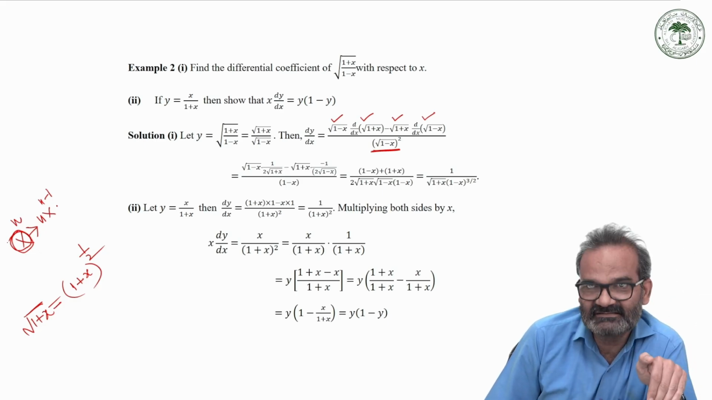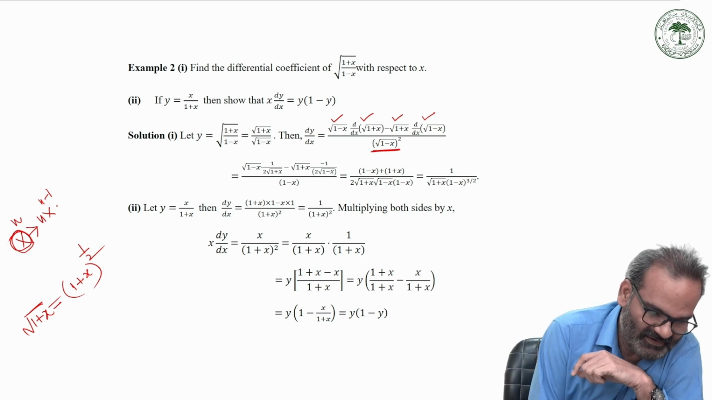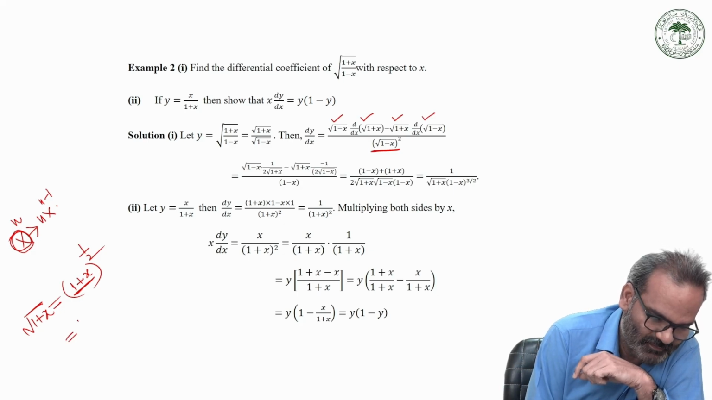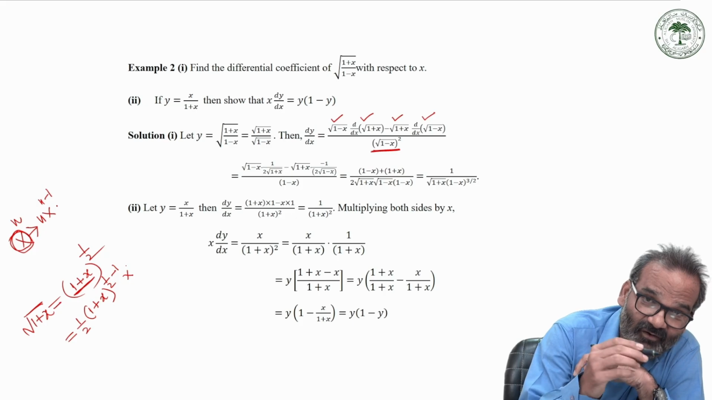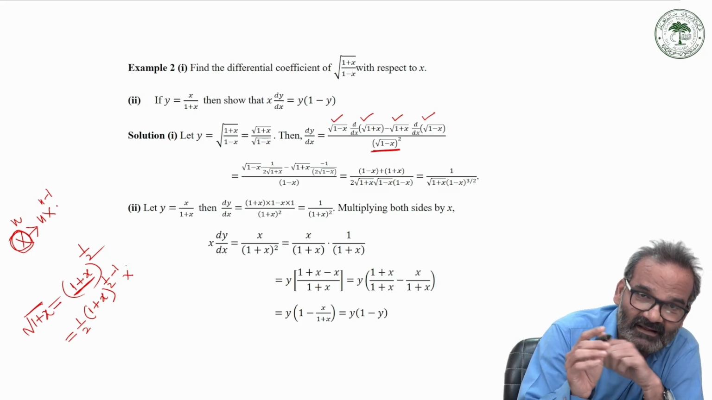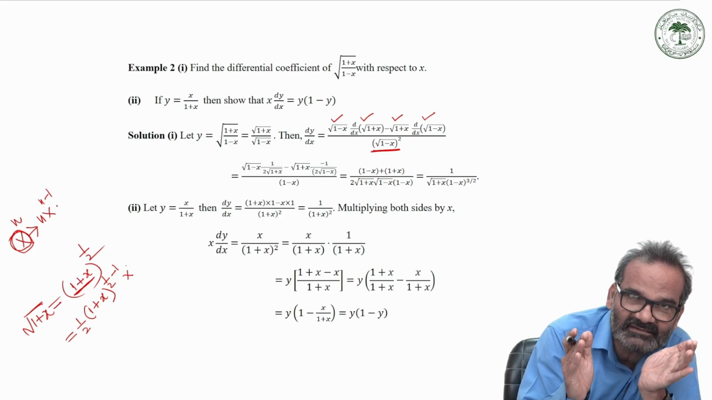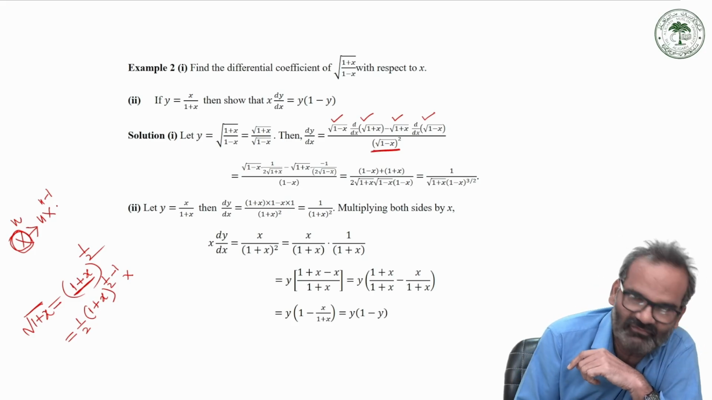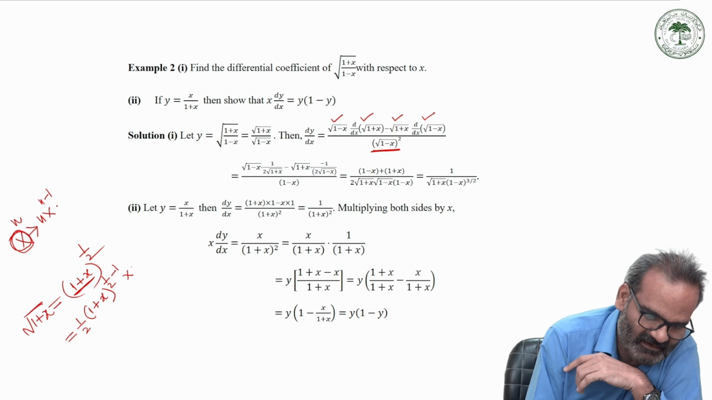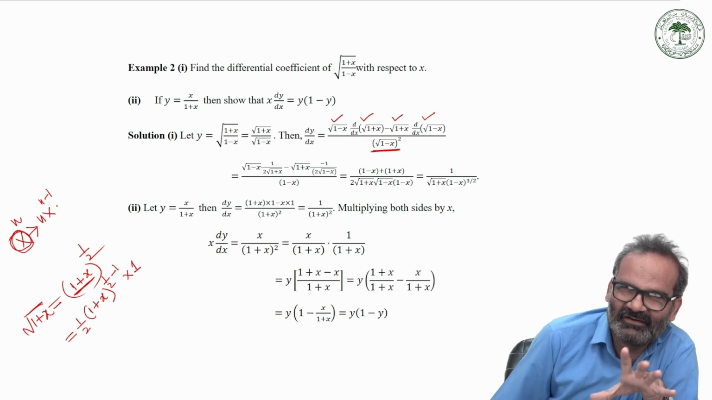Now look at this case very carefully. Here we are having 1 plus x. So apply the formula. n is 1 upon 2. So this is 1 upon 2, (1 plus x) to the power 1 upon 2 minus 1 into derivative of 1 plus x, because here we are having 1 plus x in place of x, right? And derivative of 1 plus x is fortunately also 1. So we will not mention it.